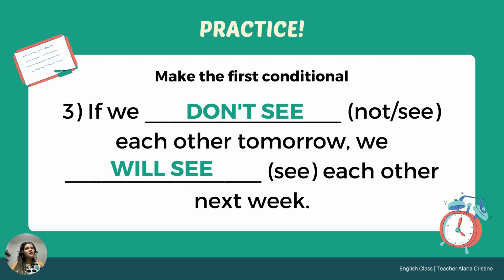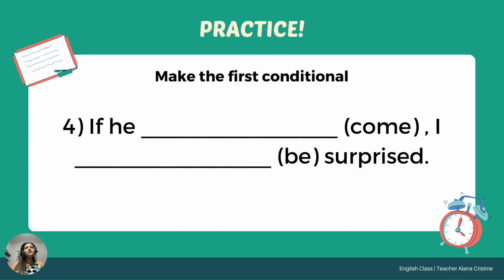Okay, let's check one more. Number four. If he, I, surprised. So, guys, 10 seconds for you to think. Nice. If he comes, I will be surprised. Por que he comes? Porque o come vai ter que combinar com o he. E o he no simple present precisa acrescentar o s na afirmativa nos verbos regulares. Então, fica if he comes, I will be surprised.